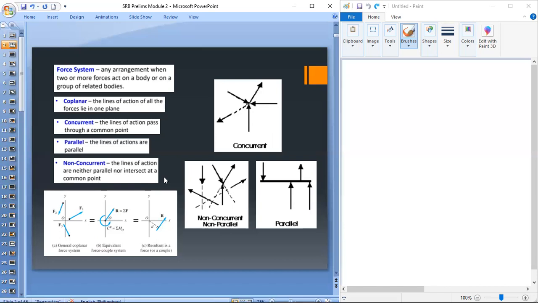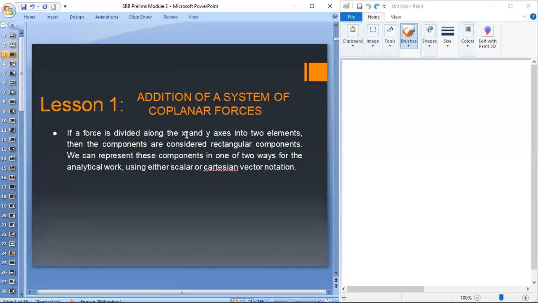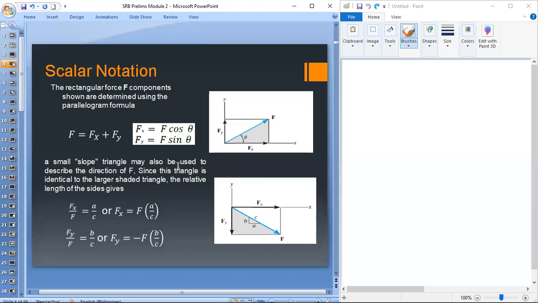Next is addition of a system of coplanar forces. Overview lang din ito ng module 1 nyo, summation of forces by using scalar or Cartesian vector. In scalar notation, a rectangular force F component is shown using the parallelogram formula. Recap: summation of forces in x equals your force times cosine theta, and summation of forces in y equals force times sine theta, where F is the magnitude of force.